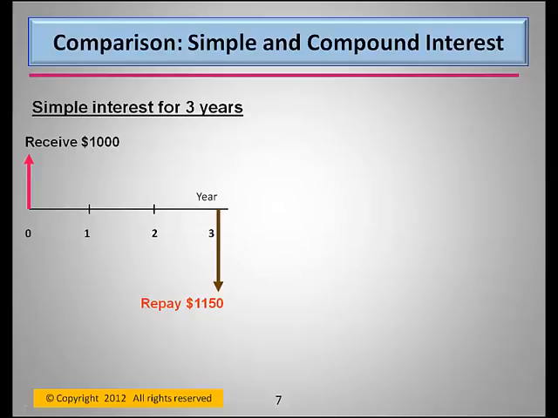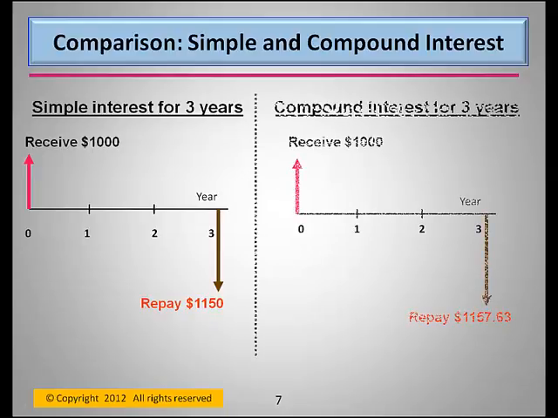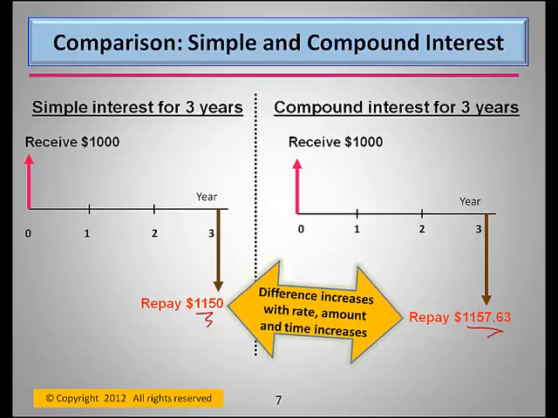Let's graphically compare the results for 5% interest, simple, and 5% interest compounded for these two examples. Here is the cash flow diagram for simple interest. It indicates a total amount due of $1,150. Now for the diagram that uses compound interest. Here the amount due is $1,157.63. As you can see, annual compounding of interest requires an extra $7.63 to be paid in year 3. It is important to understand that the difference between simple and compound interest can increase rapidly if the rate is higher, the amounts are larger, and the time period is longer.